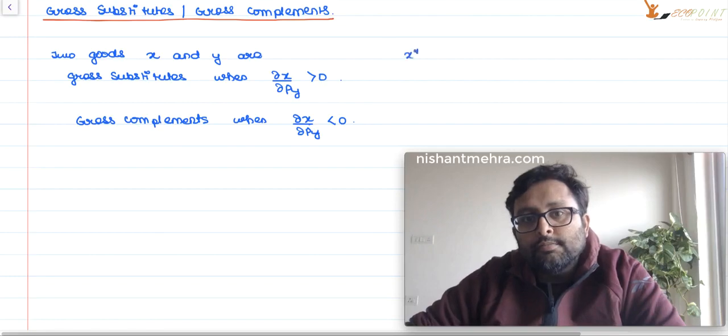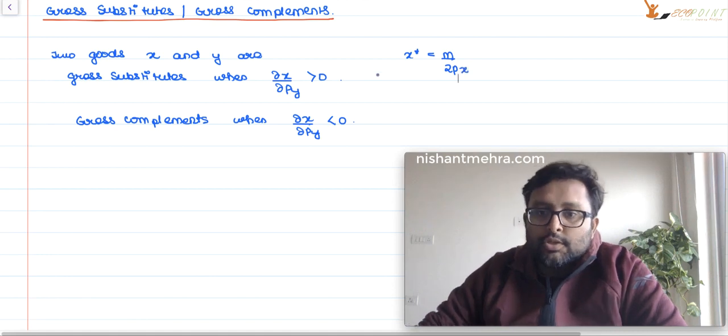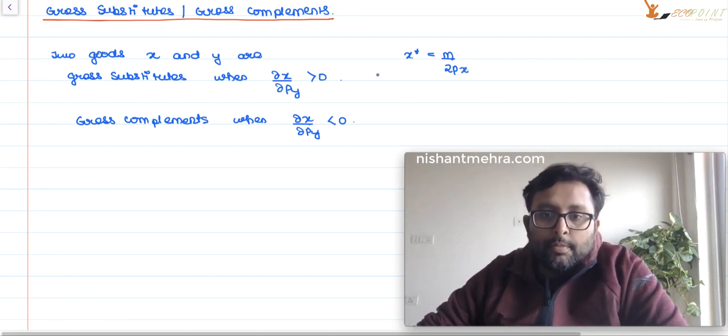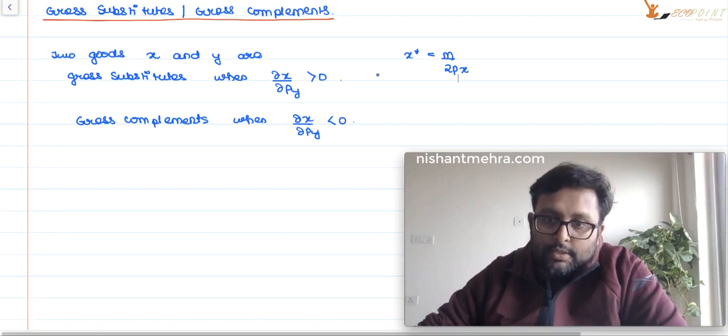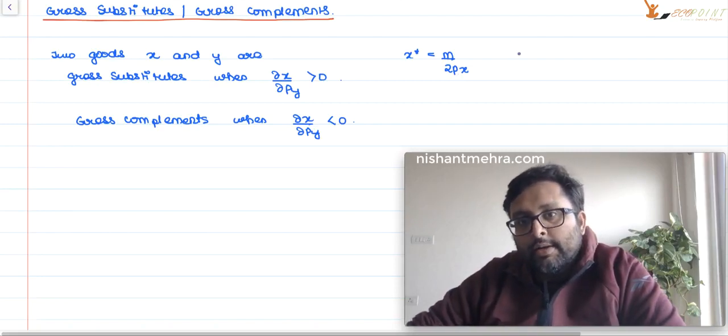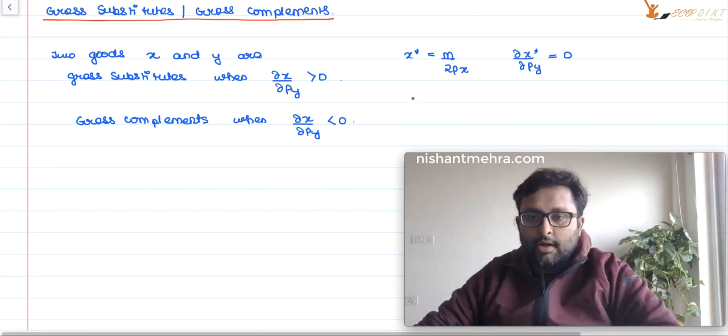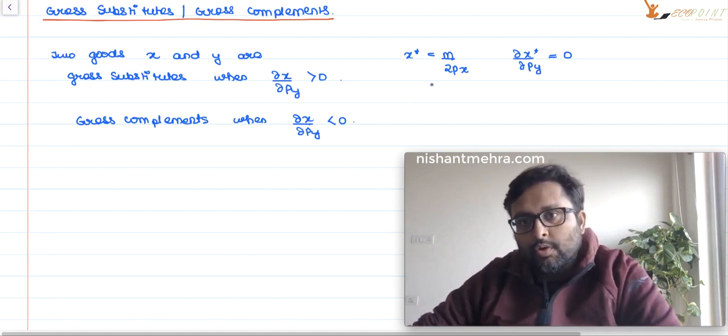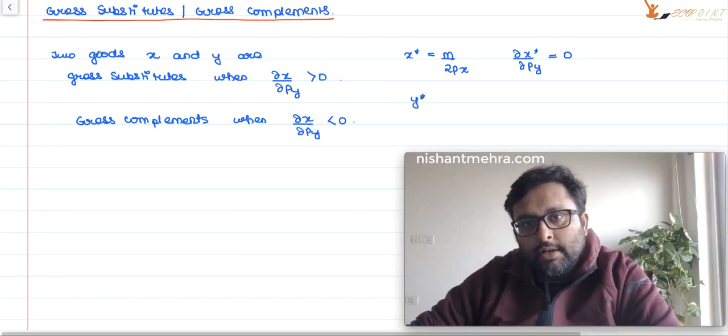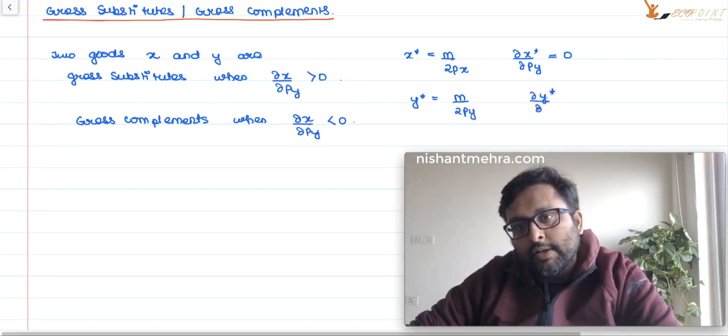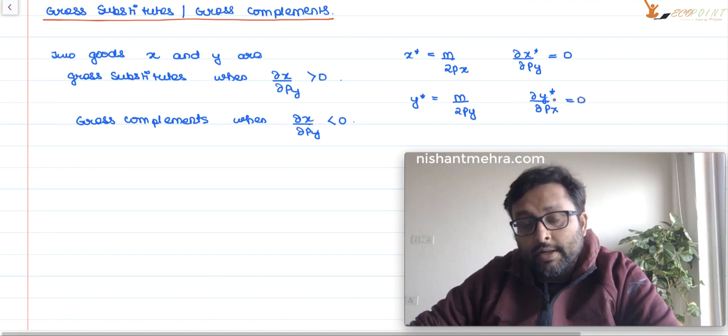So x star is m by 2px. Now there is no question of this being a substitute or a complement because there is no py here. They are not related. Del x star by del py is equal to 0. Similarly for y star, it is m upon 2py, so del y star by del px equals 0.